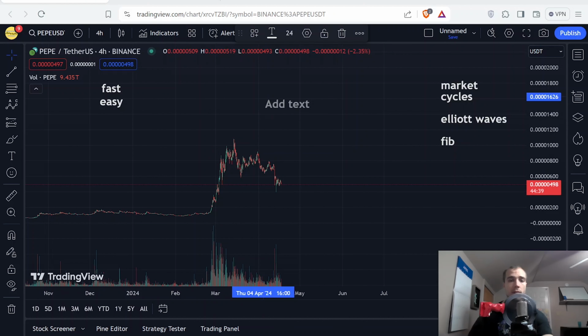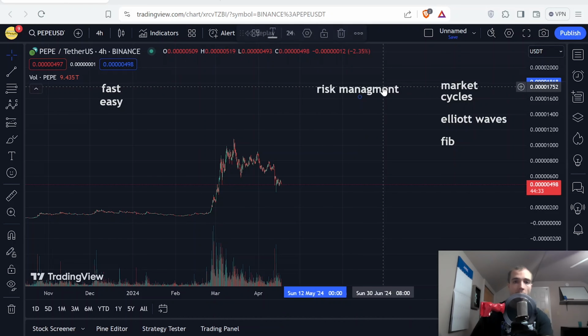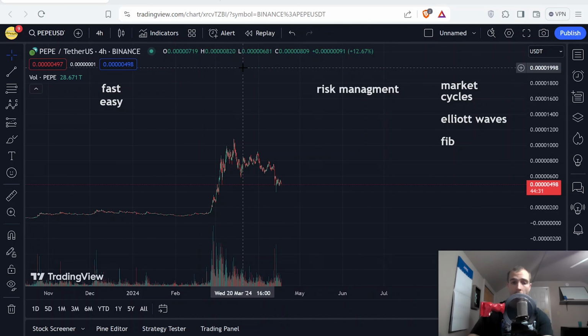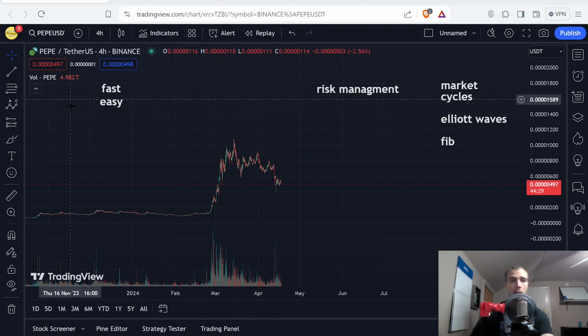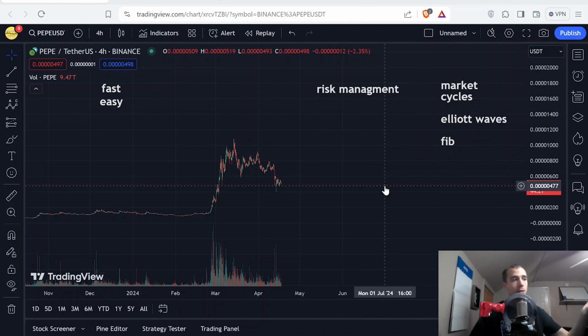Then as long as you have a little bit of risk management, you're not going all in, and you've got a good strategy for managing your risk, then you're good. You're set to go. You don't need that much. It's pretty fast and easy to learn the basics of these things, and once you start applying them, you can become a profitable trader pretty quickly.